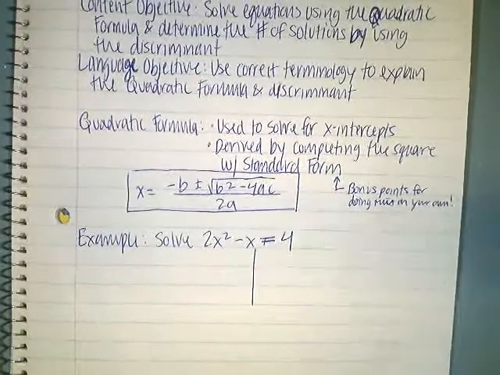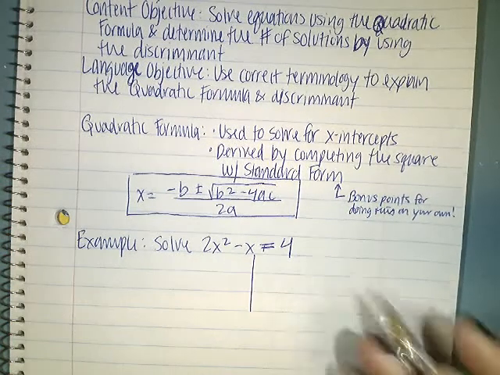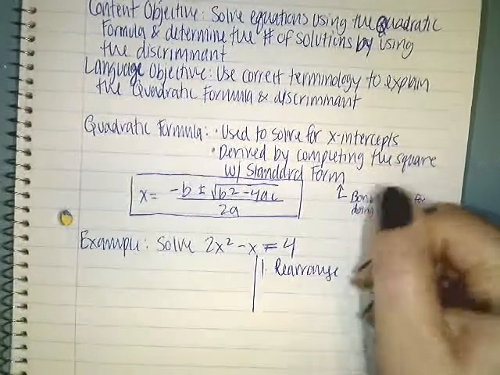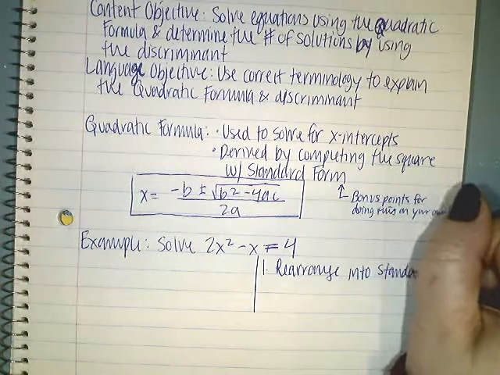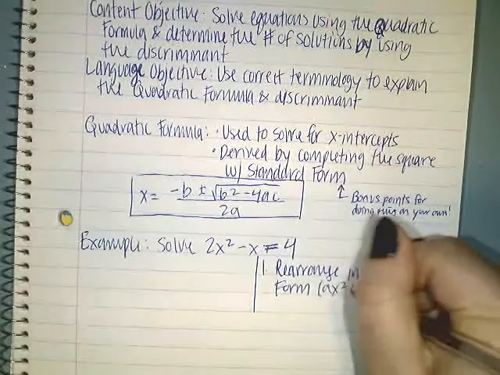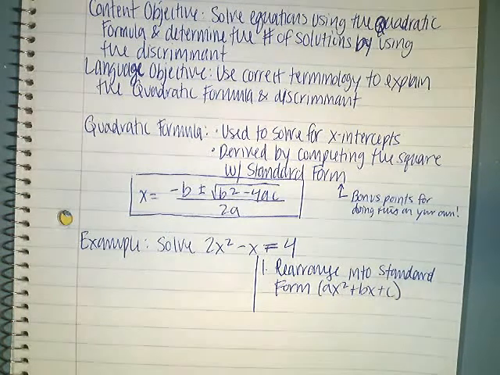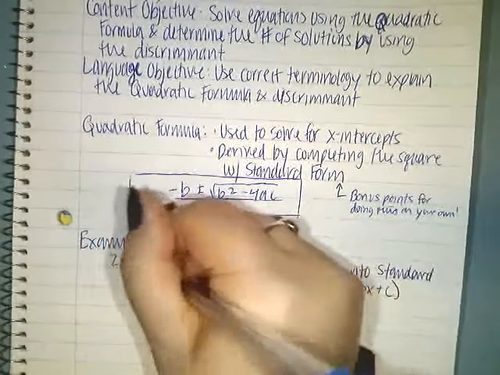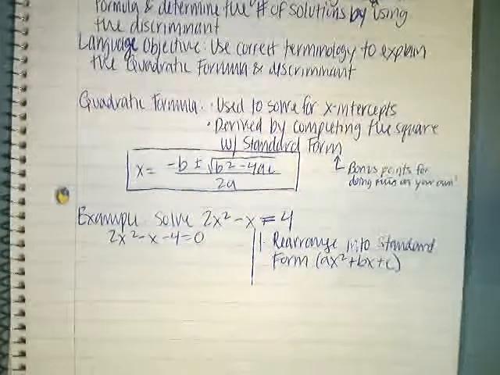So let's jump in with an example. Our first one asks us to solve 2x squared minus x equals 4. So first step, we want to rearrange into standard form. If you don't know what standard form is, it's ax squared plus bx plus c. So we want to get our c value onto the other side, so we're going to subtract that from both sides. You get 2x squared minus x minus 4 equals 0. So we rearrange into standard form.